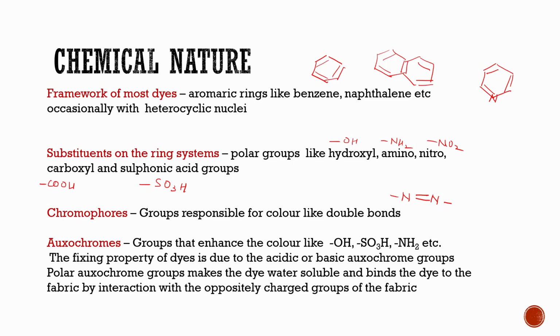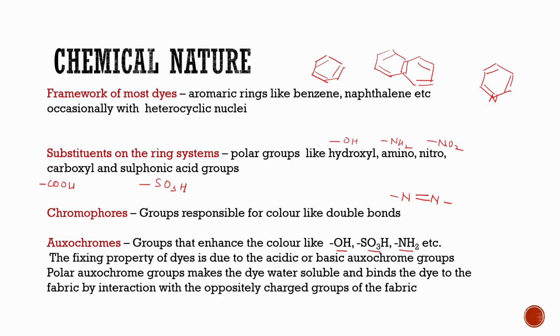And oxochromes are the groups which enhance the color. So groups like OH, SO3H and NH2, when present along with the chromophores, intensify the color. And the fixing properties of dyes are due to the acidic or basic oxochrome groups. So here OH and SO3H are acidic groups and NH2 is a basic group. So the dyes are getting fixed to the fabric due to the oxochrome groups which are acidic or basic.